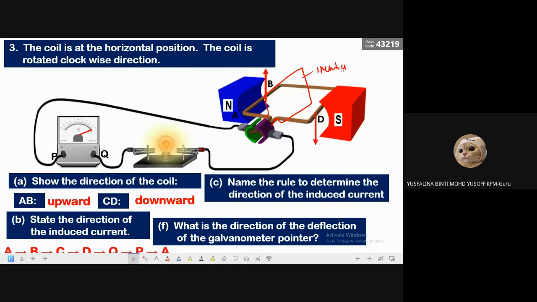So the direction of the induced current, you can determine by using the Fleming right hand rule. We know the direction in which it moves. It moves upward, so your thumb goes upward, and then your north and south. Then you can see which way your third finger shows. That is the direction of the induced current. So it will move this way. But again, for the galvanometer, it will move the opposite way.